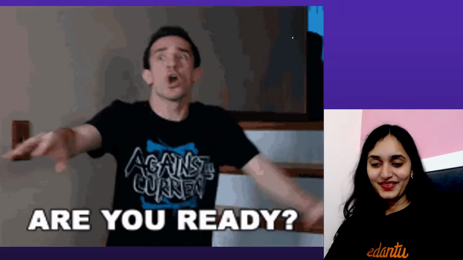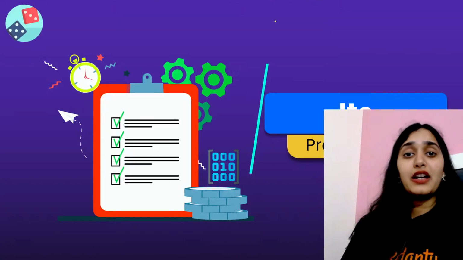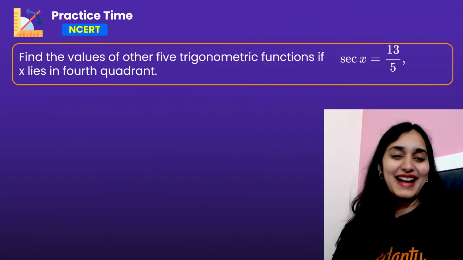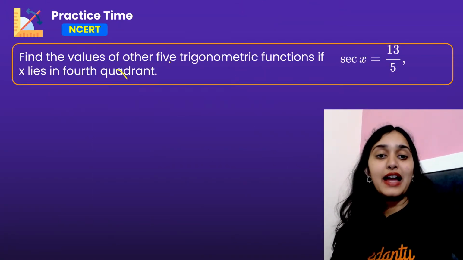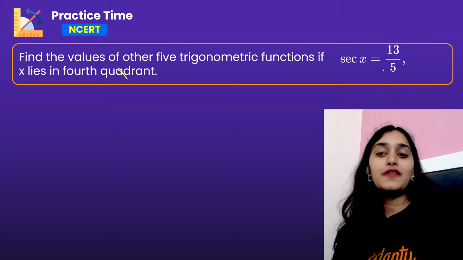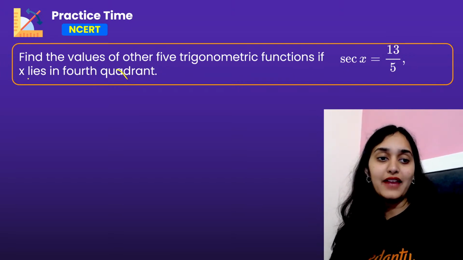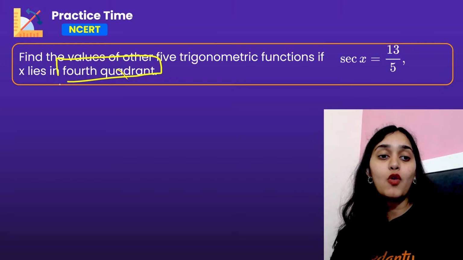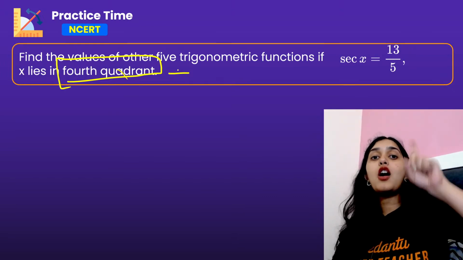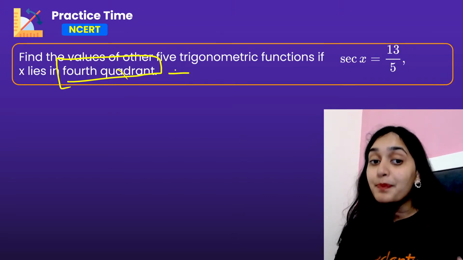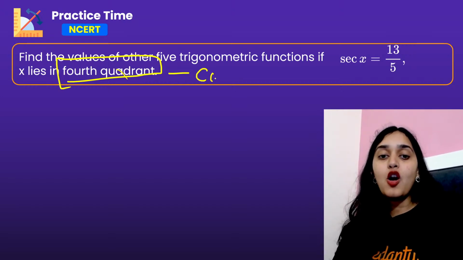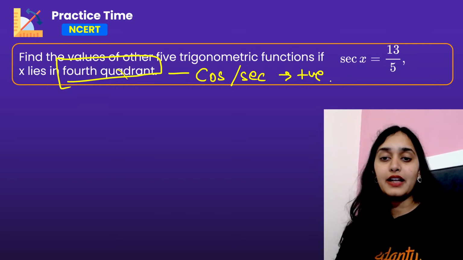Okay, next question. Get ready for some practice time. Number 1. Find the value of the other 5 trigonometric functions if secant of x is 13 upon 5 and x lies in the 4th quadrant. 4th quadrant is all silver tea cups. That means cos and sec are positive.